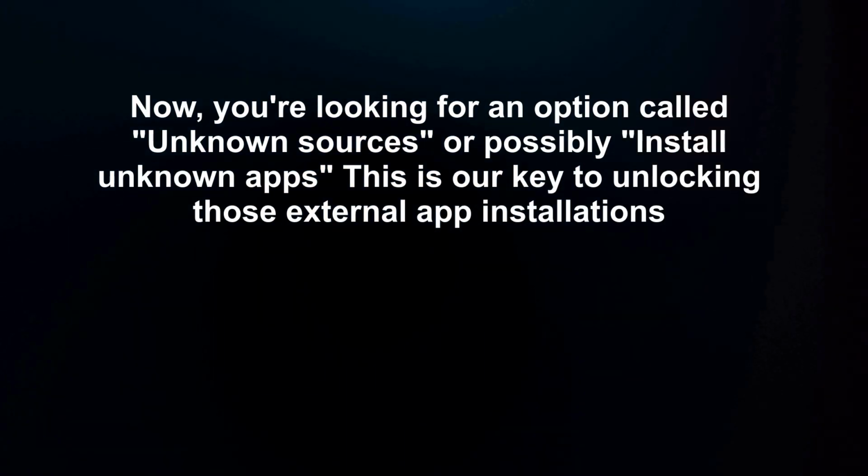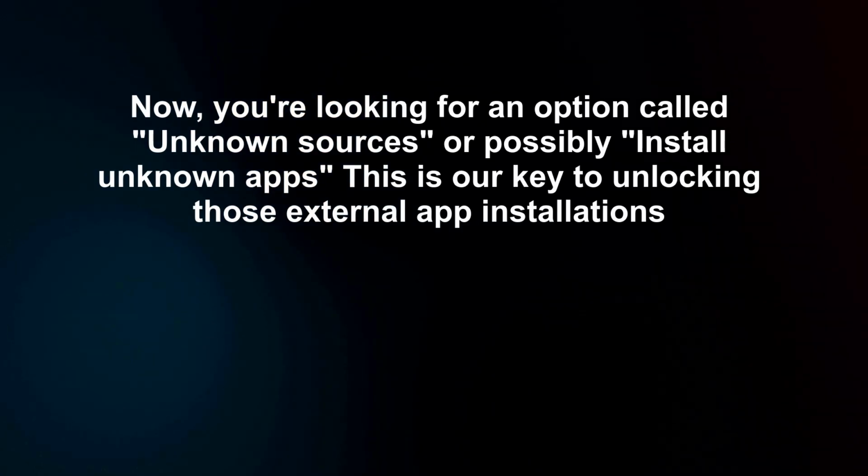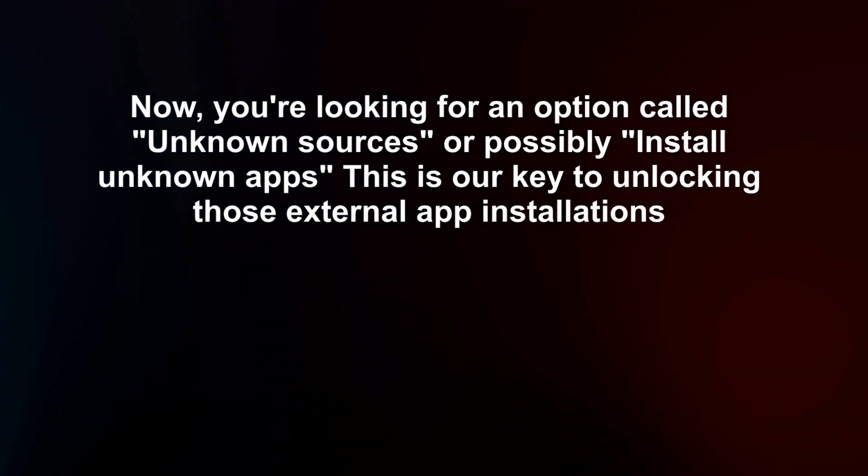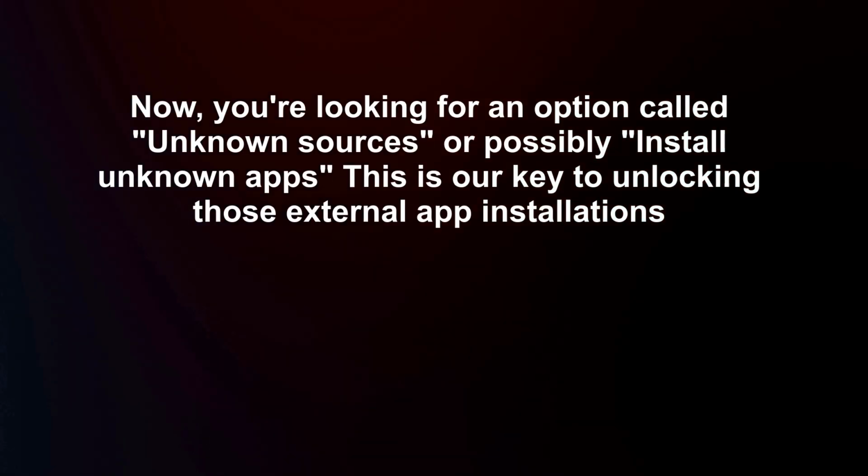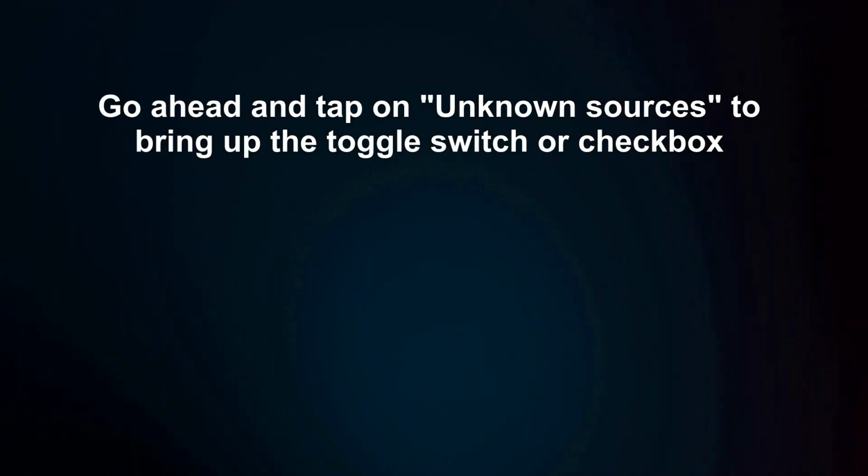Now, you're looking for an option called Unknown Sources or possibly Install Unknown Apps. This is our key to unlocking those external app installations. Go ahead and tap on Unknown Sources to bring up the toggle switch or checkbox.